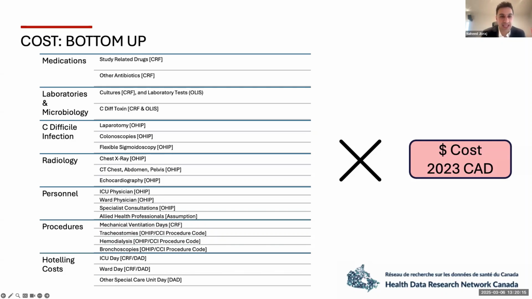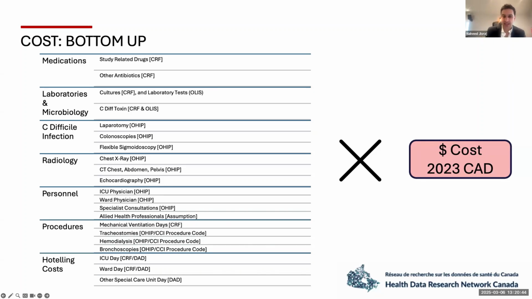And then what we do is we count up how many of these things occurred, and we multiply it by however much it costs. So some of these counts will come from the CRF data, while other of these counts will come from linked health administrative data at ICES using ICD-10 codes, OHIP billing codes, the Ontario Laboratory Information System, amongst others.